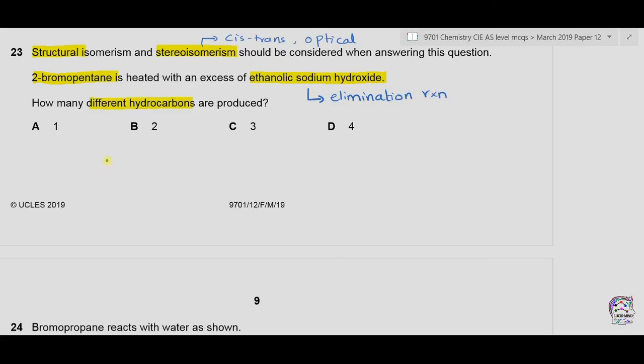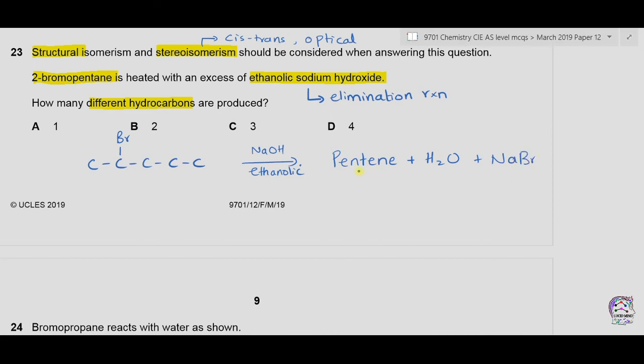Let's write the equation for this reaction. We have pentane, which consists of 5 carbon atoms. On the second carbon we have a bromine atom attached, so it is 2-bromopentane. I'm not writing hydrogens. In the presence of ethanolic sodium hydroxide, elimination will occur, and the products formed are alkene. In this case we have a 5 carbon alkane, so there will be a 5 carbon alkene, which is pentene, along with water and sodium bromide.